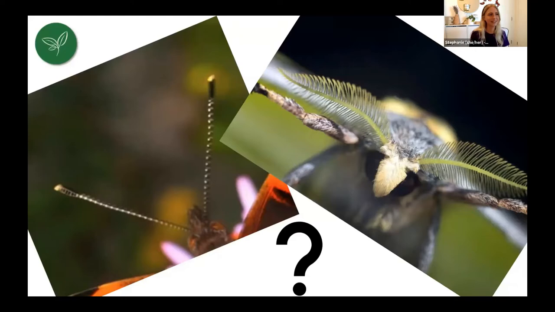So let's jump right into it. Let's start with the very, very basics. The two kind of insects that we're looking at right now is a moth and a butterfly. And sometimes you can have troubles distinguishing between the two. They do look quite similar.